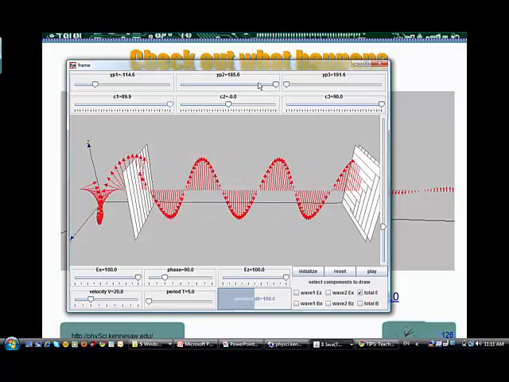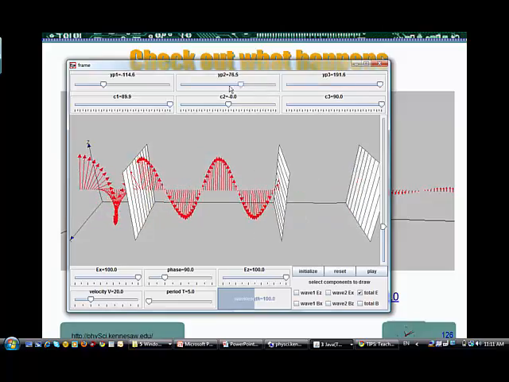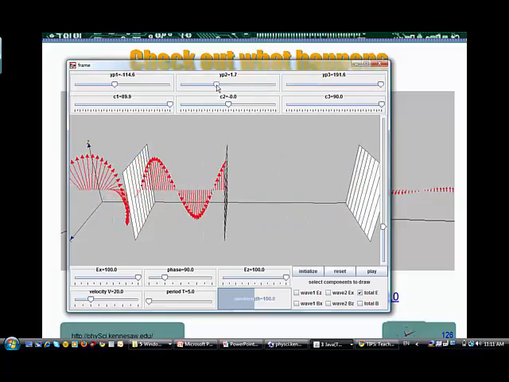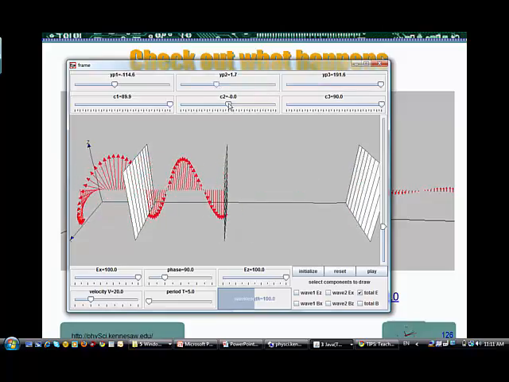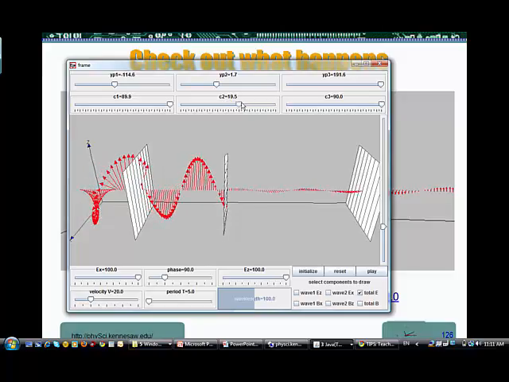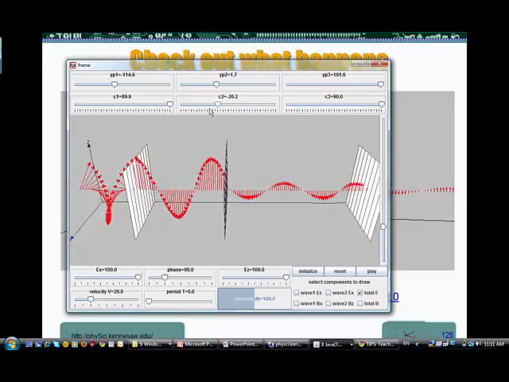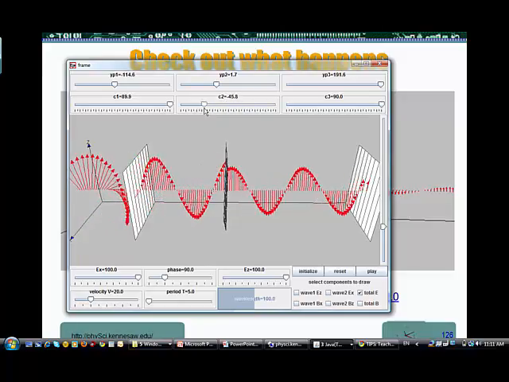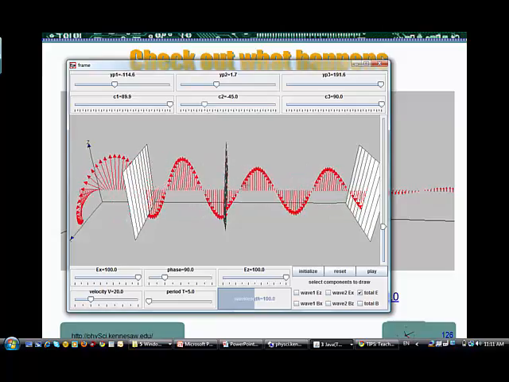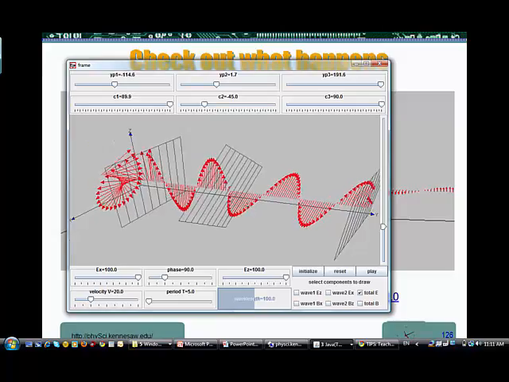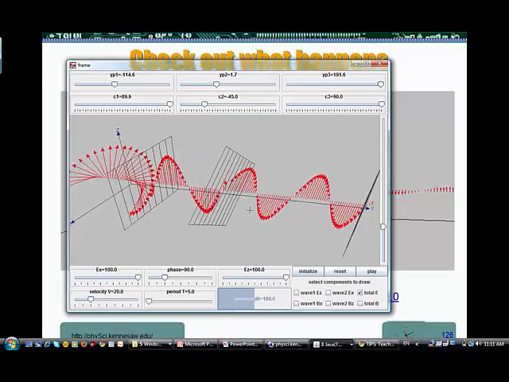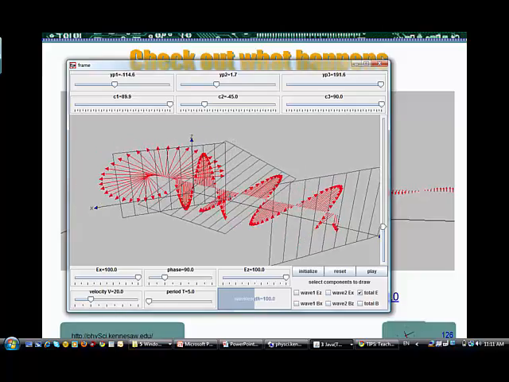Now for the second polarizer, we place it here and we position its axis at 45 degrees relative to the first beam. Okay, so there's 45 degrees. Now look what happens.